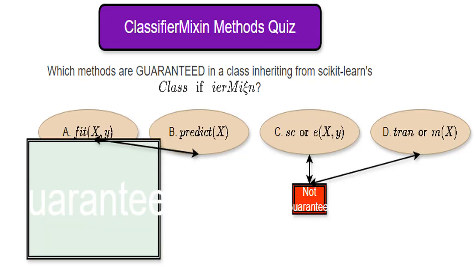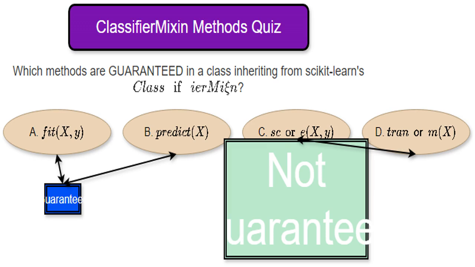Methods guaranteed in a class inheriting from ClassifierMixin are those that are absolutely essential for its functionality. Those which must be implemented. Those methods define the core behavior of any classifier built upon it. A method that is not guaranteed means it's not a mandatory part of the ClassifierMixin contract. A class inheriting from it might or might not implement these methods. The inclusion is optional and depends on the specific classifier implementation.